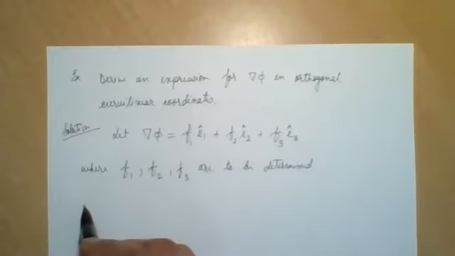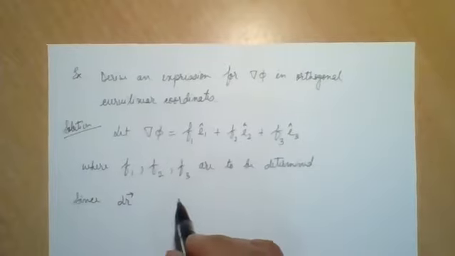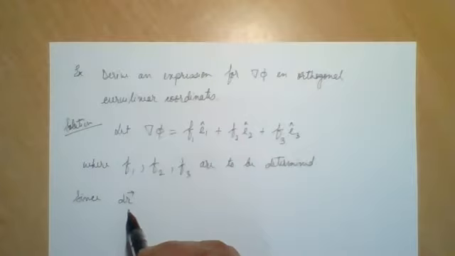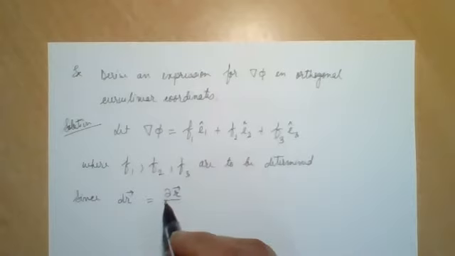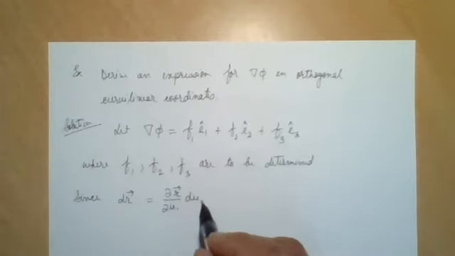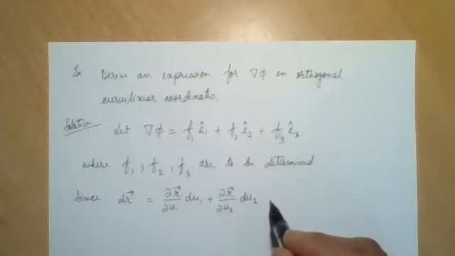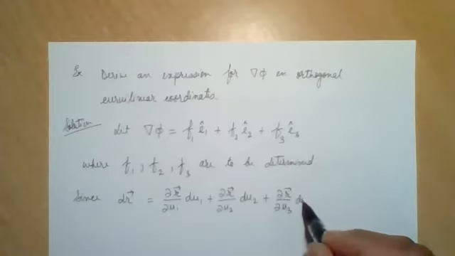Then we also know that dr vector is a small displacement vector. R is a function of the three curvilinear coordinates u1, u2, u3. Therefore, the small displacement vector should be equal to dou r by dou u1 du1 plus dou r by dou u2 du2 plus dou r by dou u3 du3.